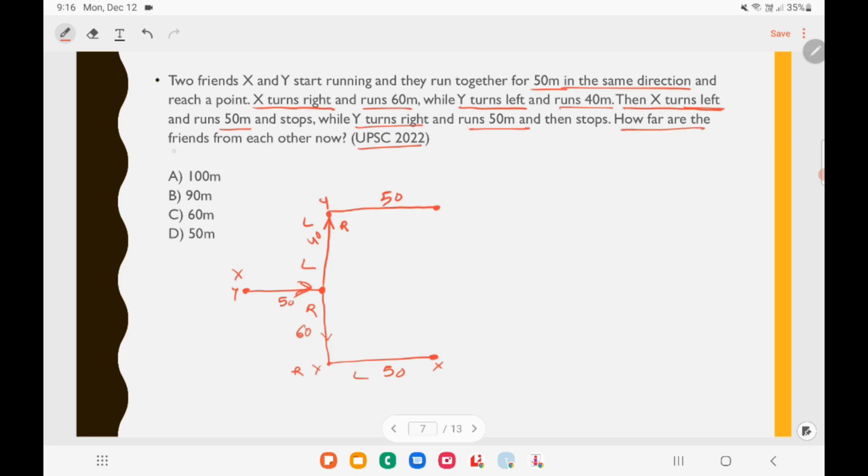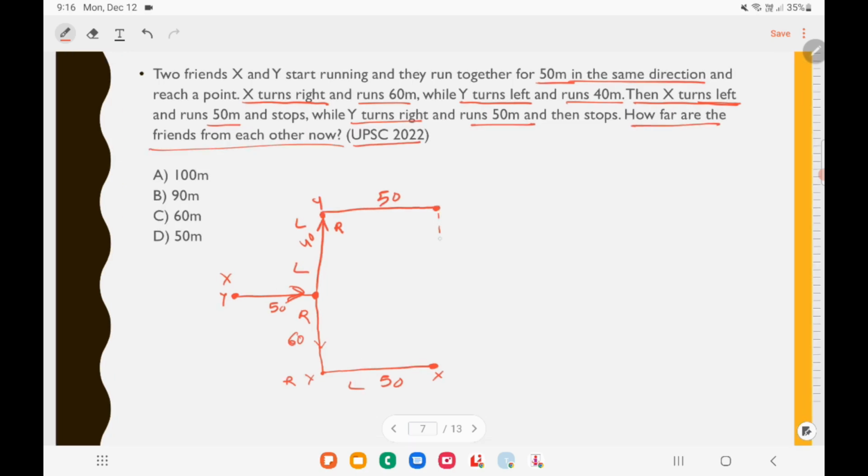So how far are the friends from each other? So we need to find this distance, right? So if I draw like this, we know that this is 60. It is given in the question. So this will be 60 and this is 40. That means this is 40. So our answer is just 40 plus 60, which is equal to 100.